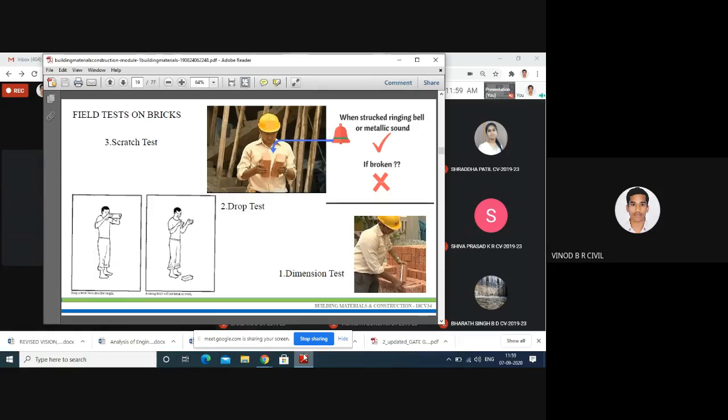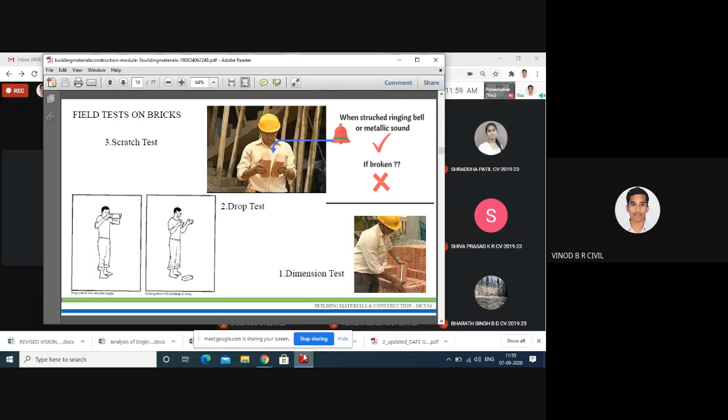It breaks in between. To avoid this, please avoid pebbles and stones in the bricks, and also roots and those kinds of organic material. If you remove these kinds of material, then it is automatically a homogeneous material, and you can expect the strength.